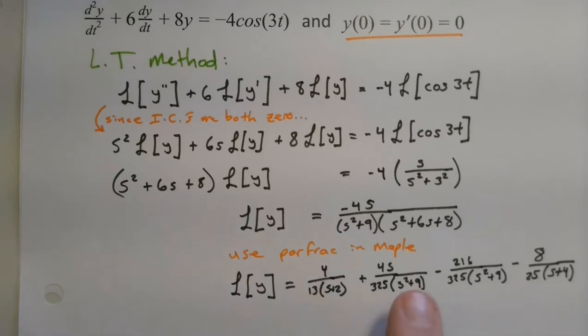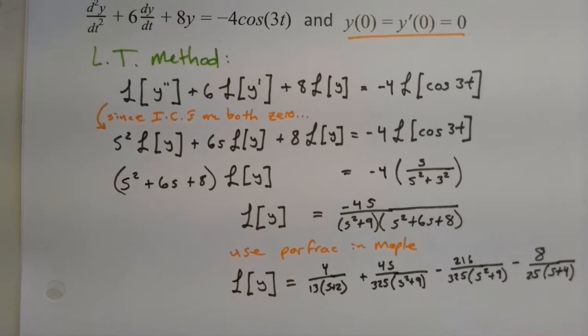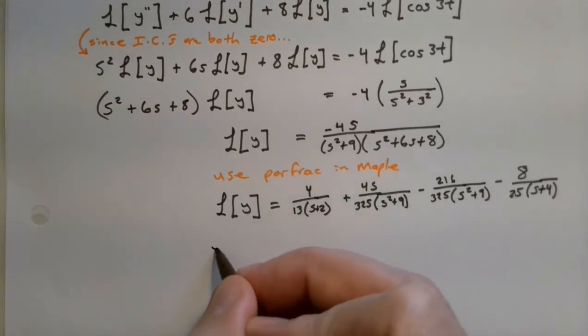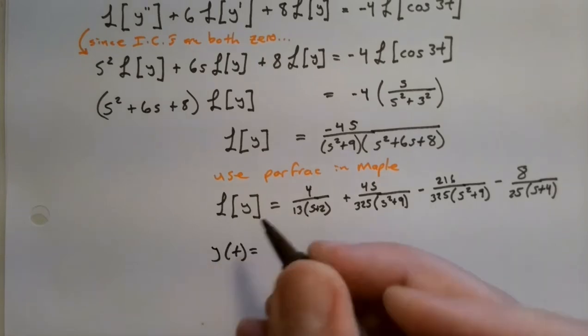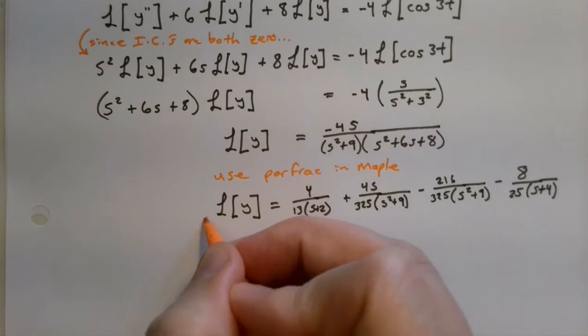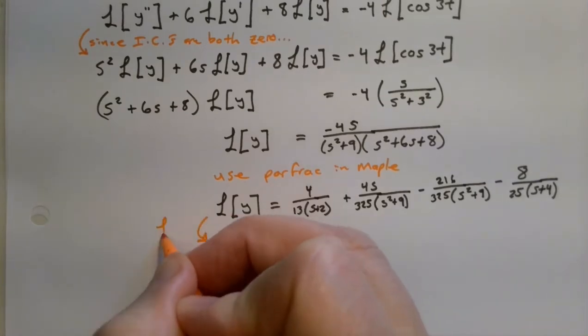So this guy right here, there's an s over s squared plus 9. That's what makes it a cosine. And this guy right here becomes a sine. So, duh. So now what I can do is use my inverse Laplace, and I'll be left with just my y of t. So let me make a little note and say, yeah, we're going to do inverse Laplace.